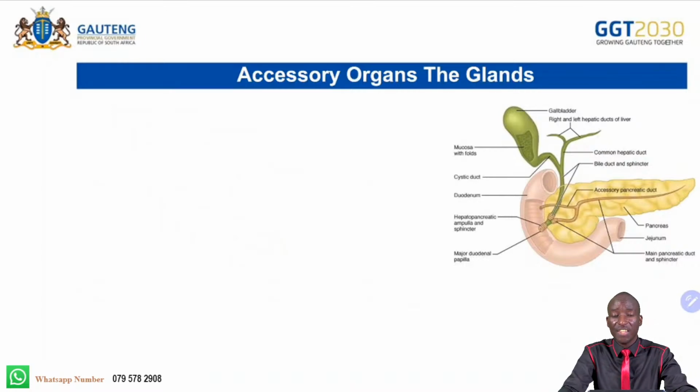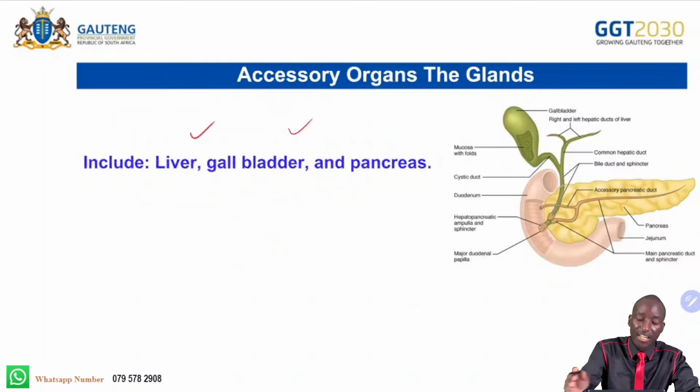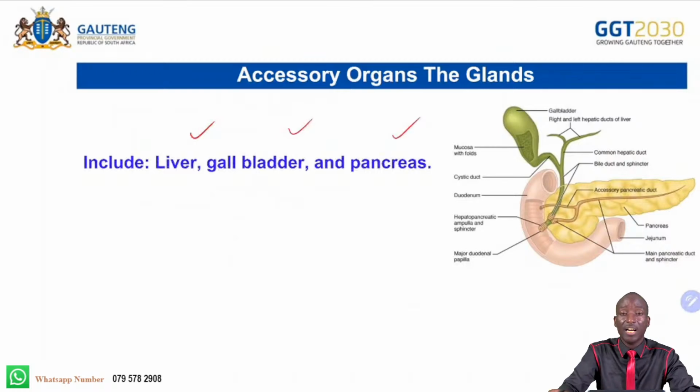Now we look at the accessory organs that include the glands. We're talking about them one by one. Find out the location of each and what role they play within the alimentary canal. This includes the liver, the gallbladder and the pancreas. We're looking at these three in detail. Find out the location of each of them and what role each of these play within the alimentary canal.